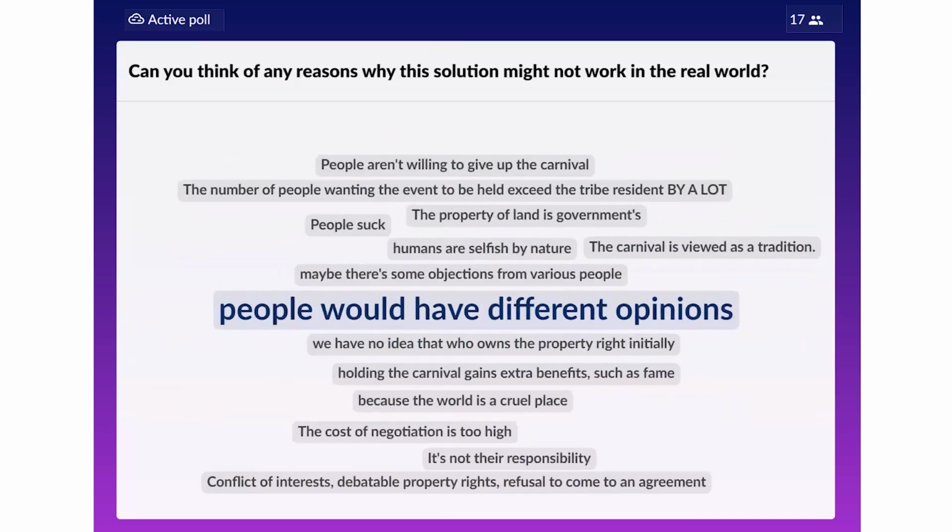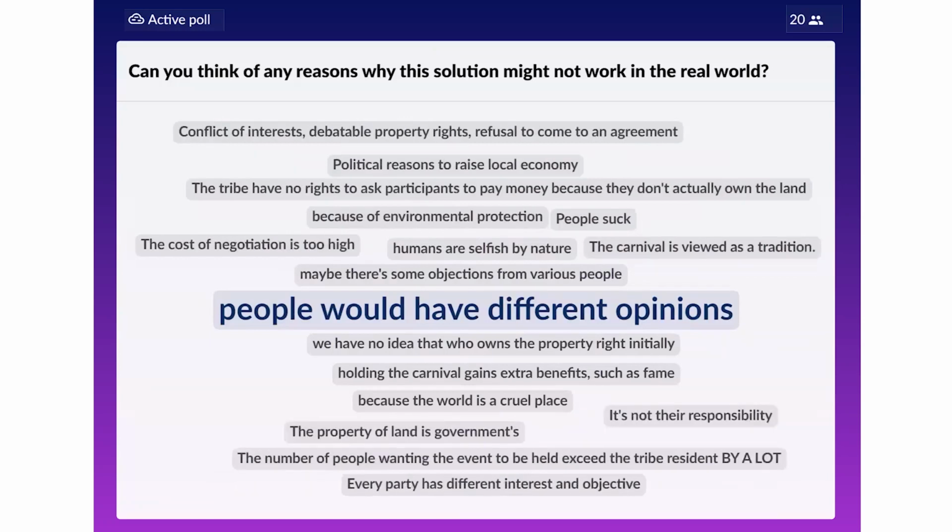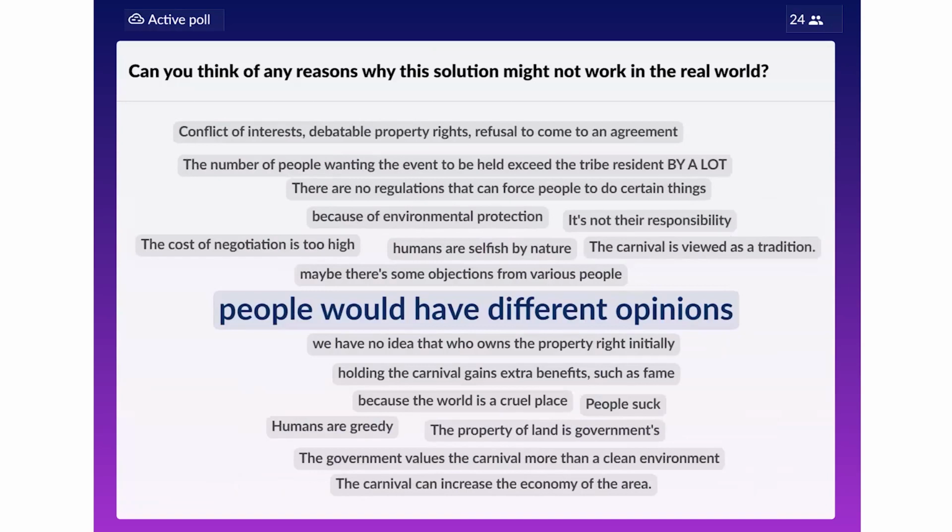Okay, so a lot of answers have come in. If you're still typing, please continue. Let's look at some of these answers. The biggest one is people would have different opinions. So conflict of interest, debatable property rights. Every party has different interests and objectives. The number of people wanting the event to be held exceeds the tribe residents by a lot.